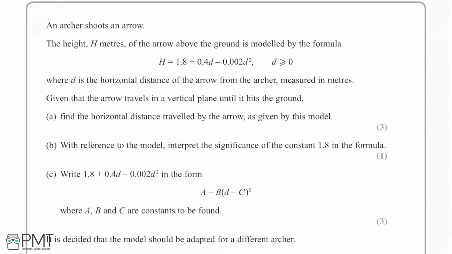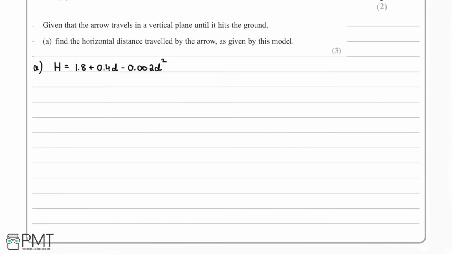So we'll now take a look at part A of the question. We're told that the arrow travels in a vertical plane until it hits the ground, and we're asked to find the horizontal distance travelled by the arrow given this model. We have our equation here, h is equal to 1.8 plus 0.4d minus 0.002d squared. We're told that the arrow is going to hit the ground. We recall that h is the height from the ground, and therefore when it hits the ground, we'll have that h is equal to 0.